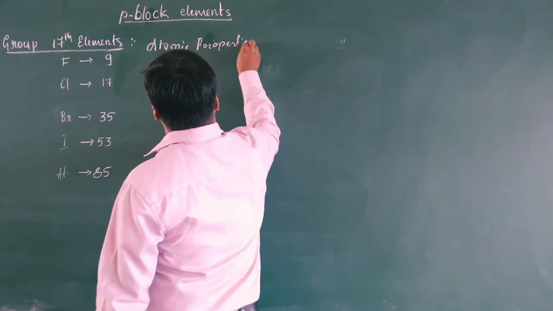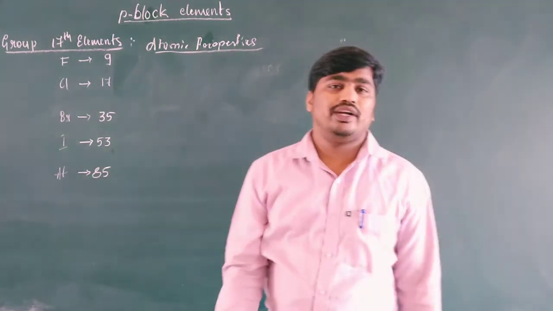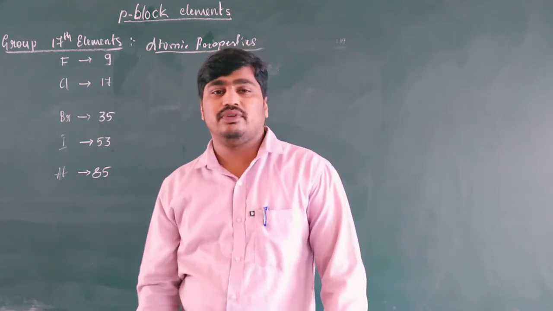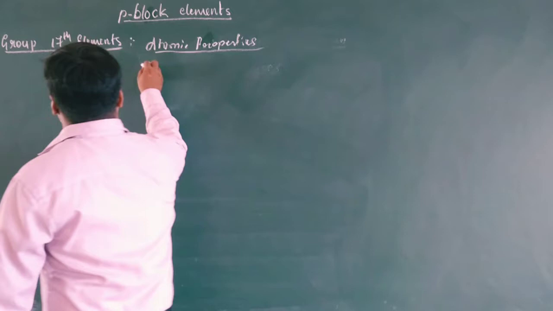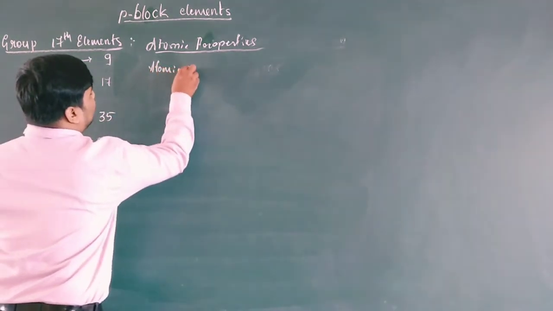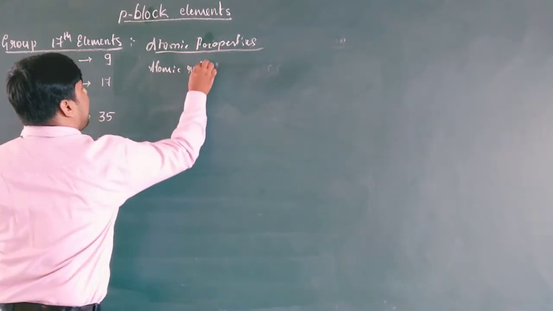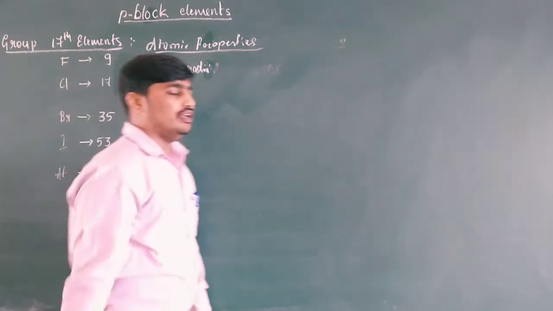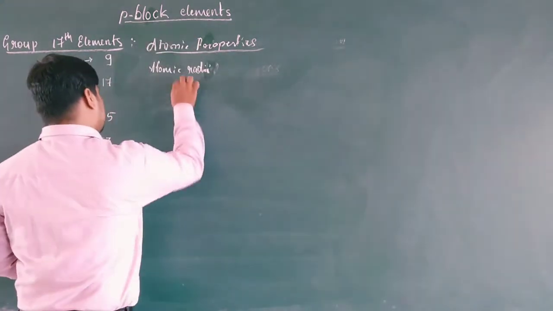Under atomic properties, four important atomic properties are observed. The first one is atomic radii. How does atomic radii vary? When we move down the group, atomic radii increases.